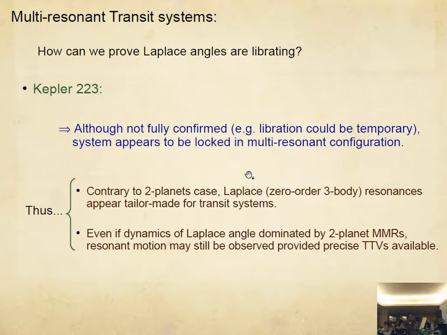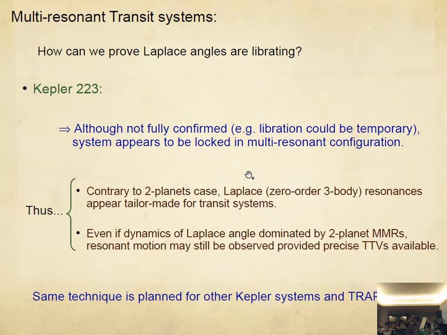Okay? So that's the main advantage of working with three-body resonance with respect to two-body resonances in transit systems. They appear to be tailor-made for these cases where we only know the orbital periods, but with extremely precise precision. And we don't know the masses, we don't know the eccentricities, and we don't know the longitude of the pericenter. Okay? And this technique is being planned for other Kepler systems, of course, and even for TRAPPIST-1.